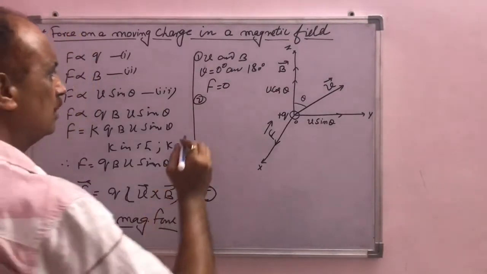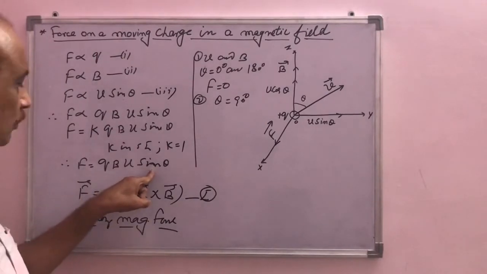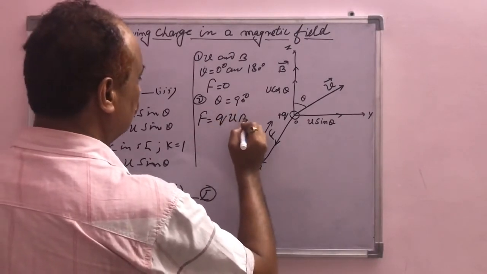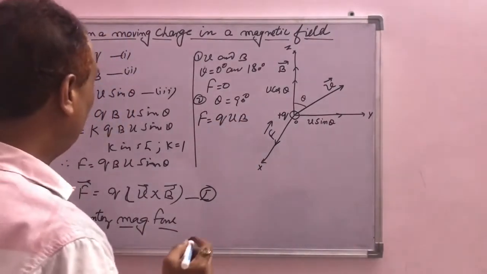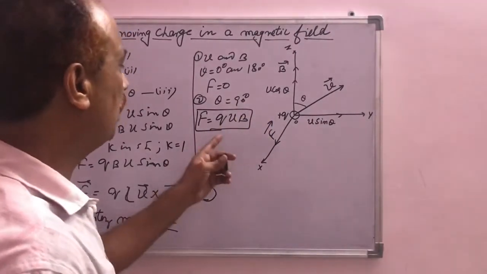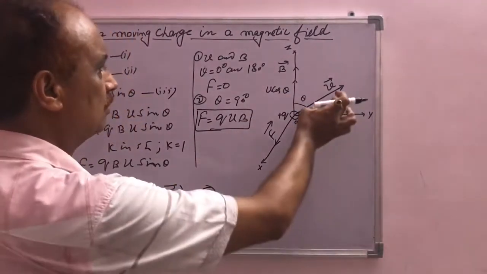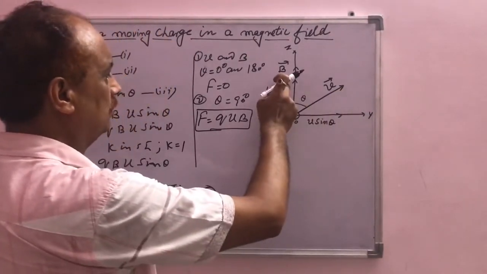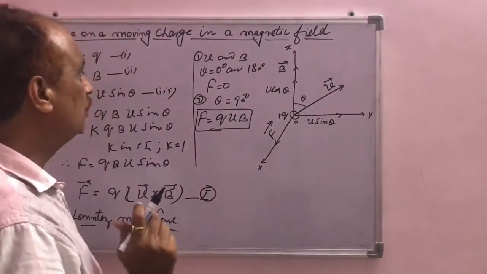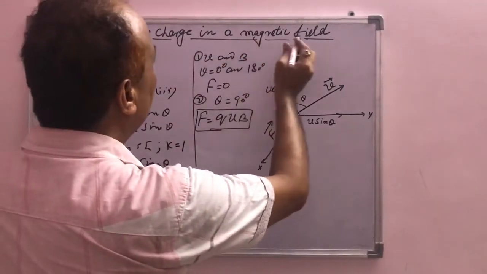And the second situation is when theta is equal to 90 degree. When we put sine theta for 90 degree, the value of force will be equal to q v B, because sine 90 is equal to 1. So maximum force is acting when the charged particle is moving perpendicular to the direction of the magnetic field. It means if the velocity is perpendicular to the direction of the magnetic field, the maximum force is acting on the charged particle.